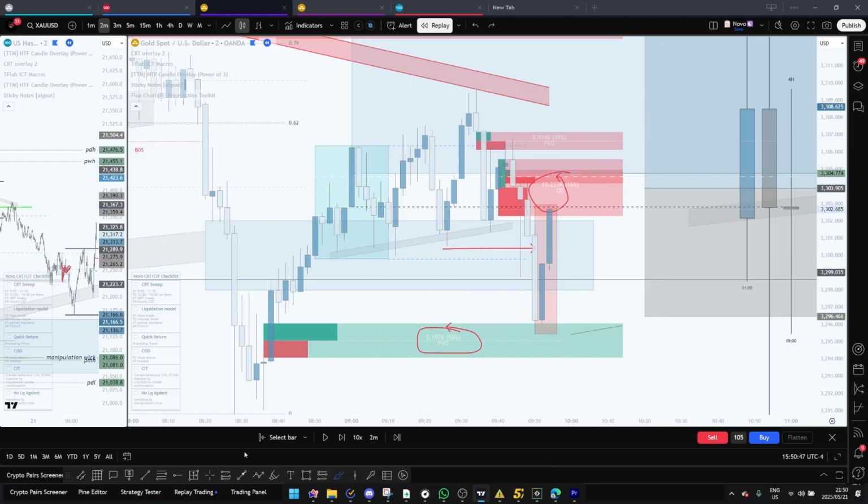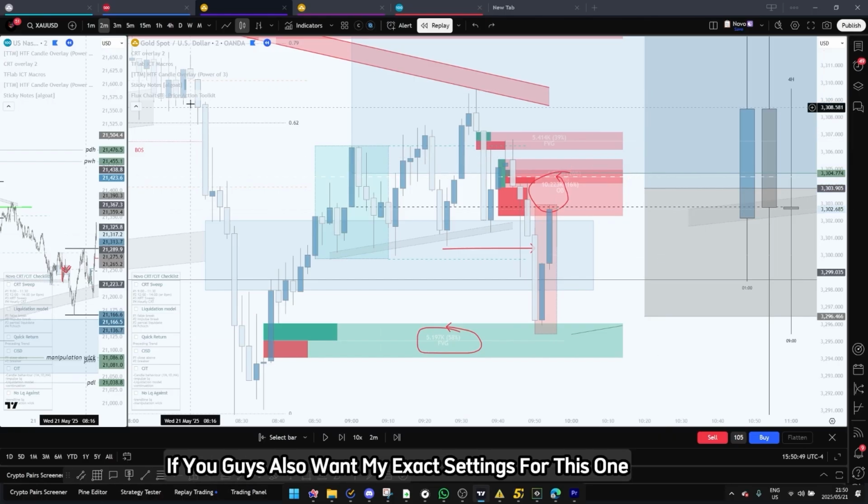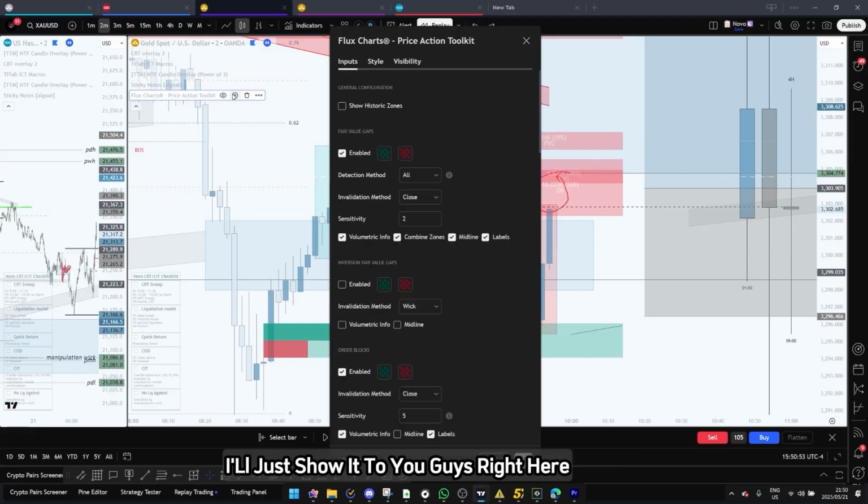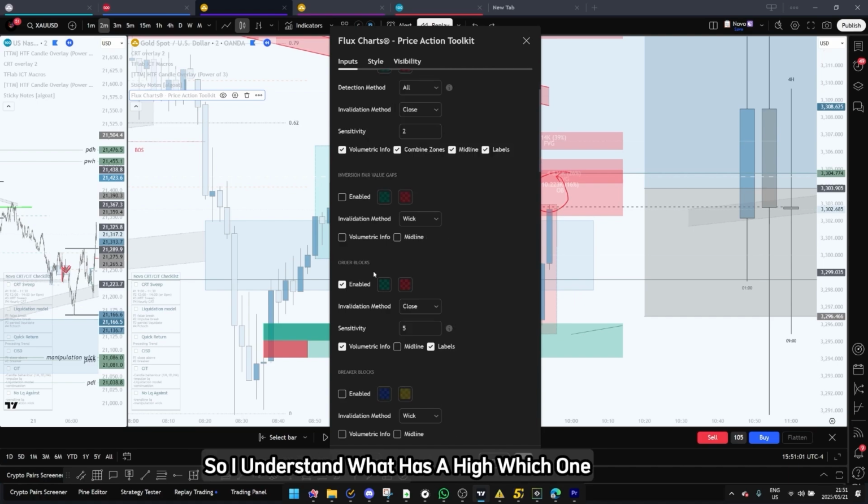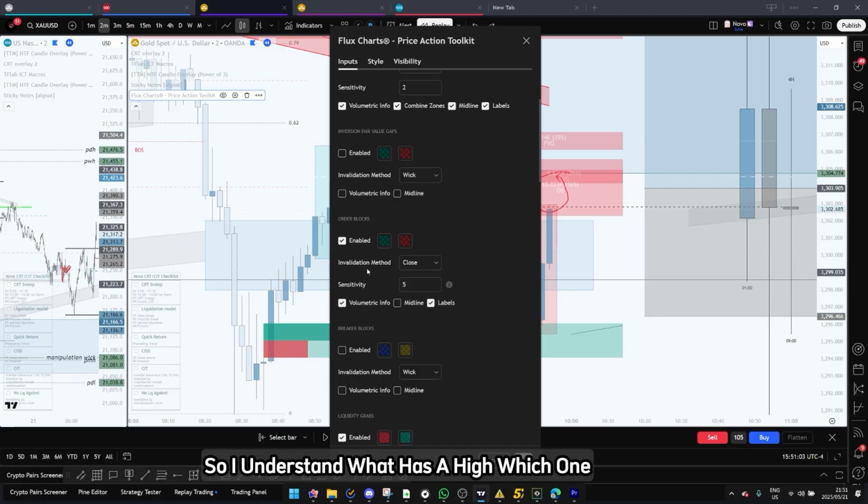Now, if you guys also want my exact settings for this one, I'll just show it to you guys right here. So Flux Charts price action toolkit, I have the fair value gaps enabled, and the main thing I'm focusing on is, as I said, the volumetric info. So I understand which zone has a higher probability of being played off of.